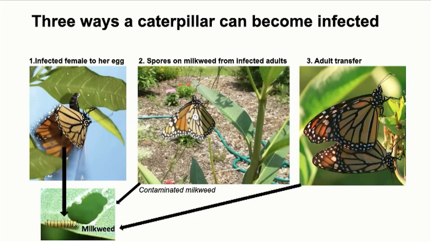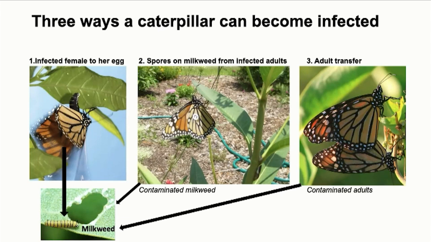Another sticky situation is when adults are mating and there is transfer of those spores from an infected to a healthy adult. And again, those spores, just like glitter, will stick around. And so the healthy individual becomes a carrier. And let's say this is a healthy female that now has acquired some of those spores. She may be egg laying, and those spores end up on the milkweed and end up in her caterpillars.